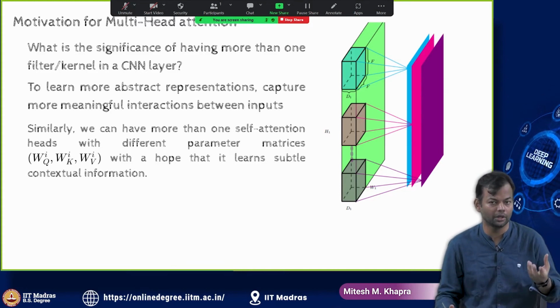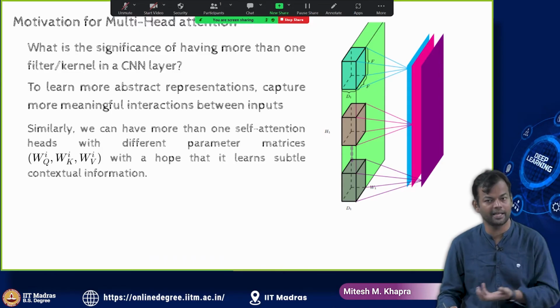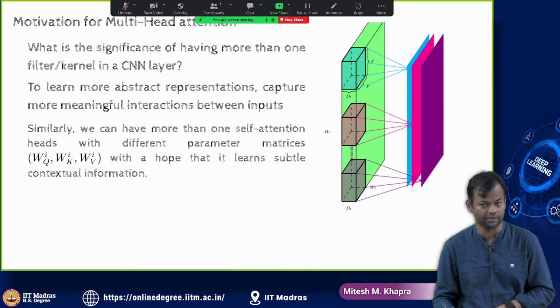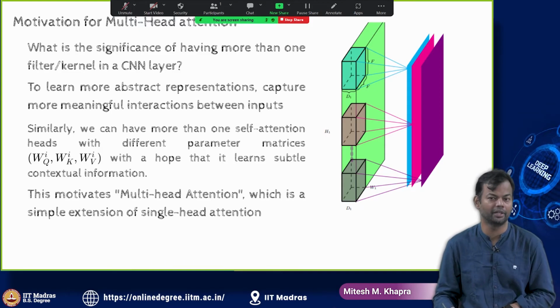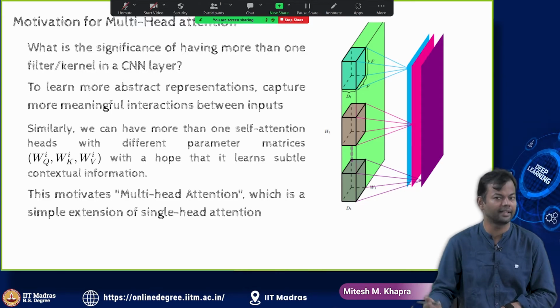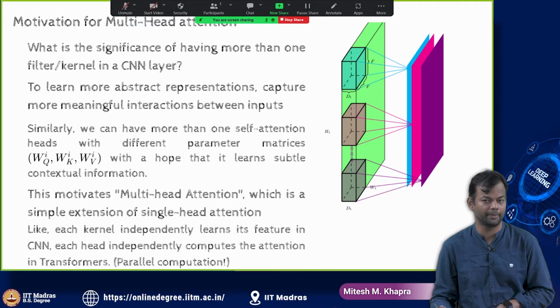So one head could learn to give more attention to animal, the other head could learn to give more attention to this verb, right? So just as you had multiple filters to capture multiple characteristics from the image, you could have these multiple attention heads, right?